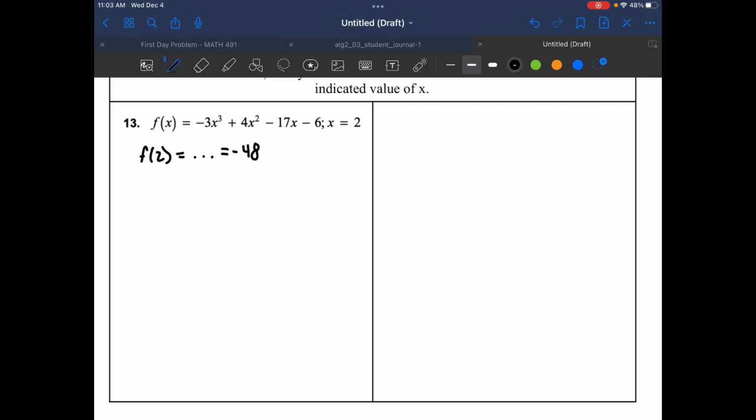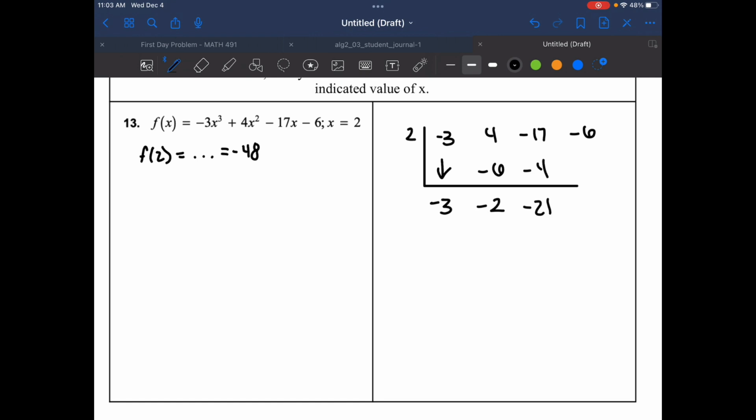And the solution, you're going to notice, is the remainder. So I have 2, because x equals 2, so I don't have to solve it out this time, okay? We're going to have negative 3, 4, negative 17, negative 6. Drop my 3. That's going to be negative 6. That's going to be negative 2. That's going to be negative 4. This is going to be negative 21.